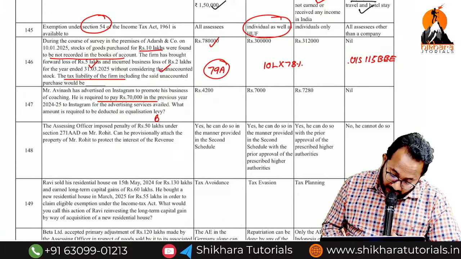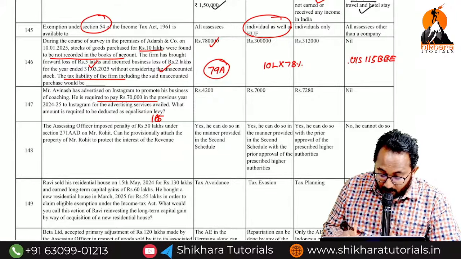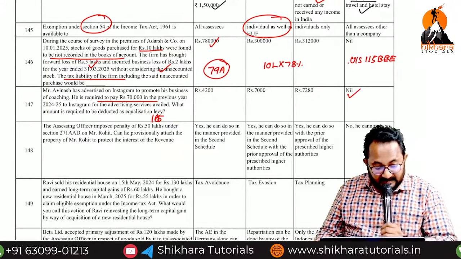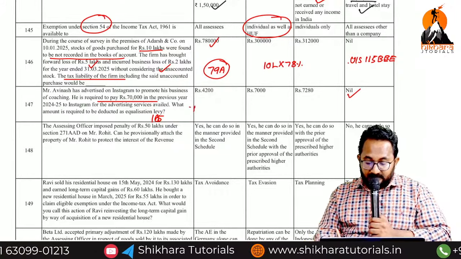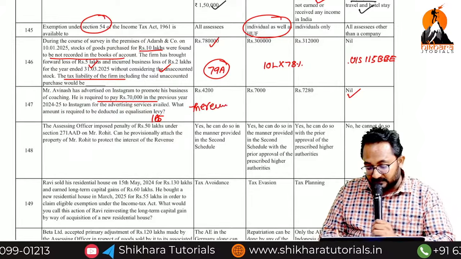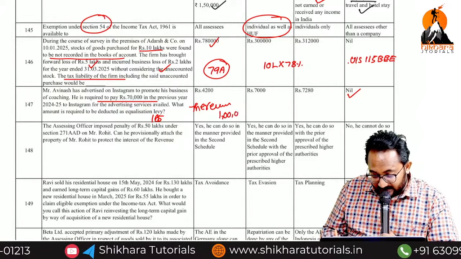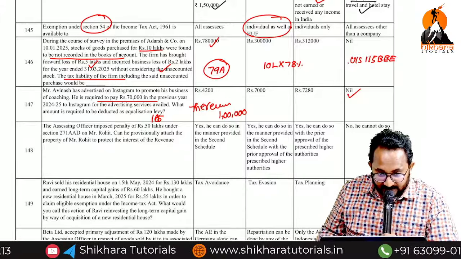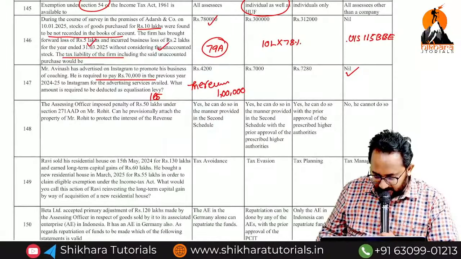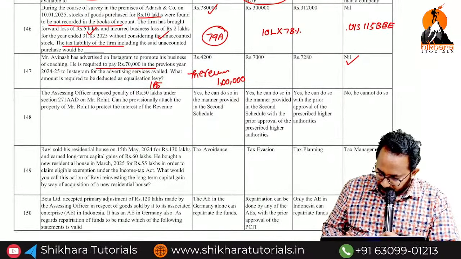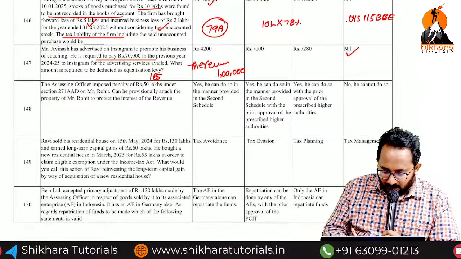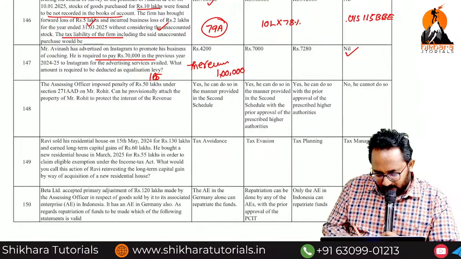Is there any requirement to deduct the equalization levy? No, because it has not exceeded the threshold limit of 1 lakh. What is the threshold limit for section 165? 1 lakh. If it exceeds the 1 lakh, yes, you can deduct the TDS. Equalization levy. Now, this is also important for MCQ.